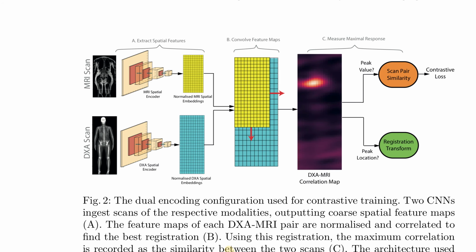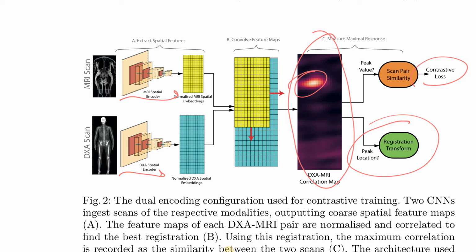So here is an overview of their model. They have the MRI scan here and the DXA scan here. After obtaining the spatial embeddings by passing through these parts, they normalize the MRI spatial embeddings and convolve the feature maps and obtain this heat map here, in which the peak response gives the value for similarity, and then it can be used in the contrastive loss for the noise contrastive estimation, and the peak location can help in obtaining the registration transform.